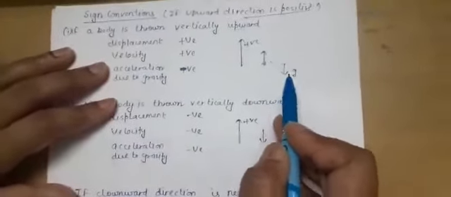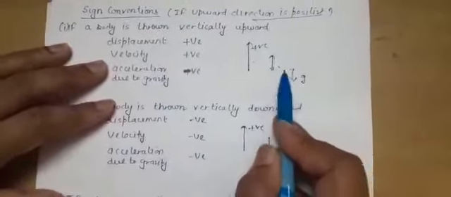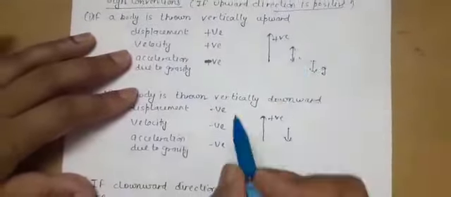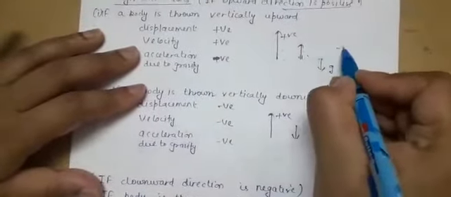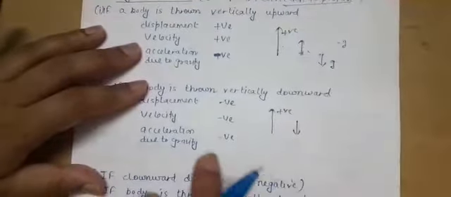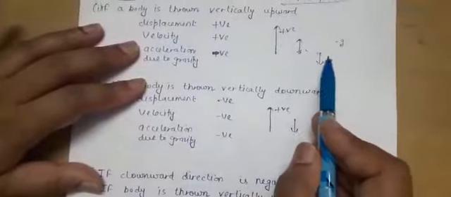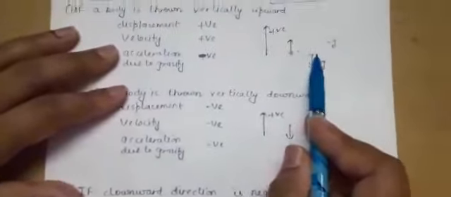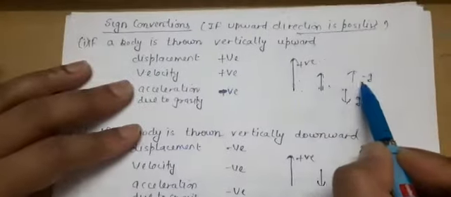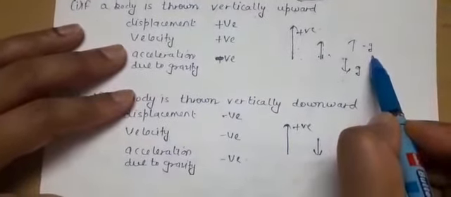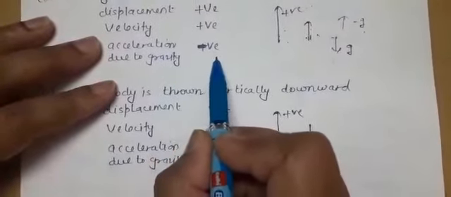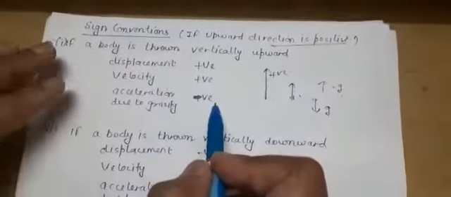If any quantity is acting downward, then its sign in the upward direction will be minus g. The value will be the same, but the direction will be changed, so it will be minus g. So that's why in the upward direction, acceleration due to gravity is negative. Basically, you have to understand this particular concept.